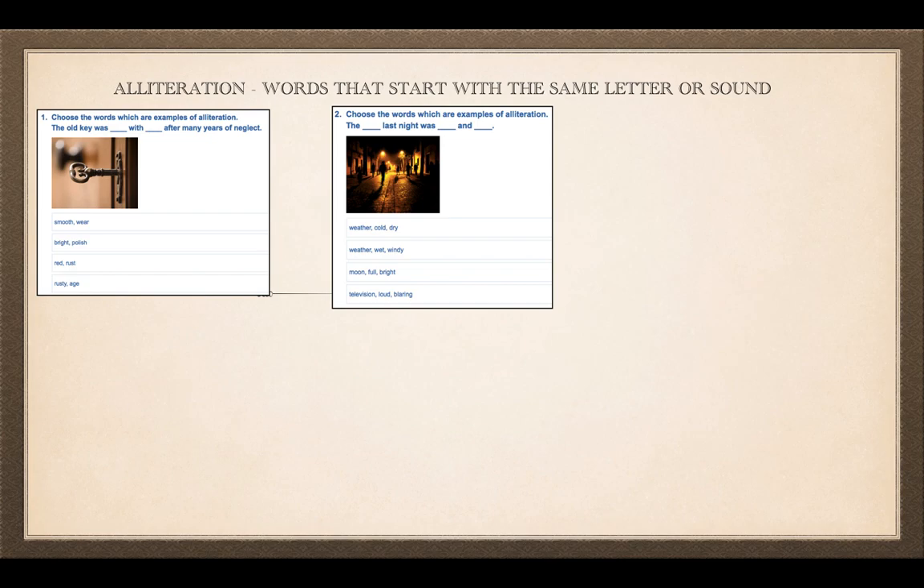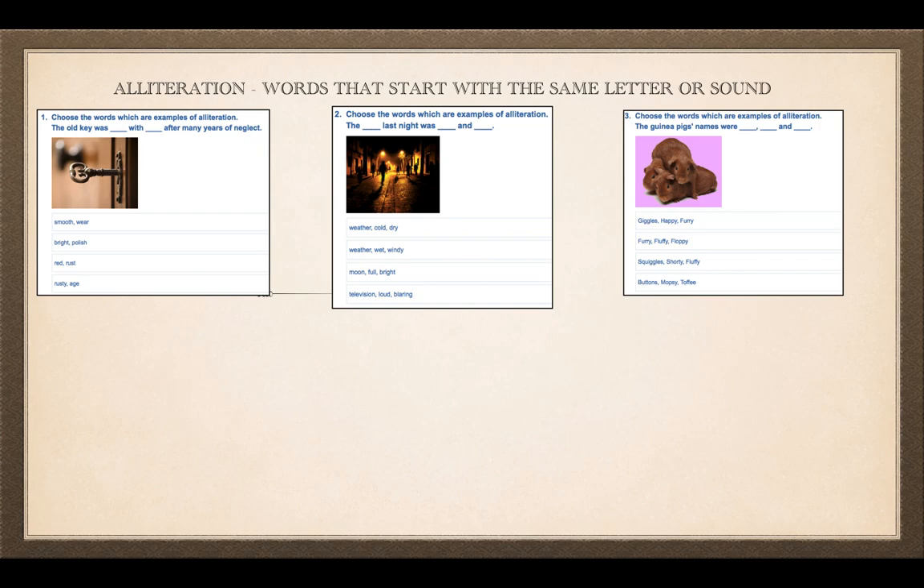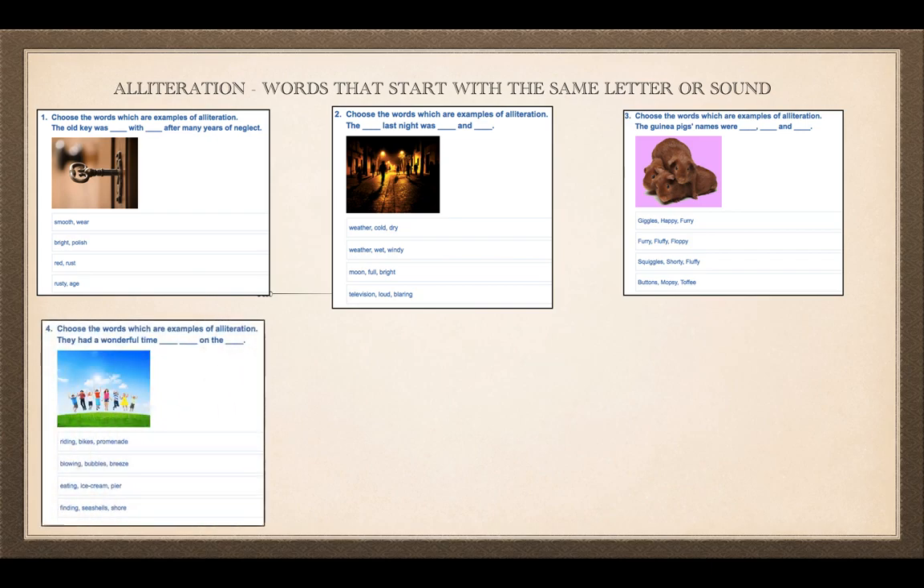Number 2, I'm only going to read the sentence. The something last night was something and something. There are 3 words that you need to select from below. I'm going to continue. If you need to pause, press the pause button and restart when you're ready. Number 3, the guinea pigs' names were something and something and something. Select the 3 words below which are examples of alliteration.